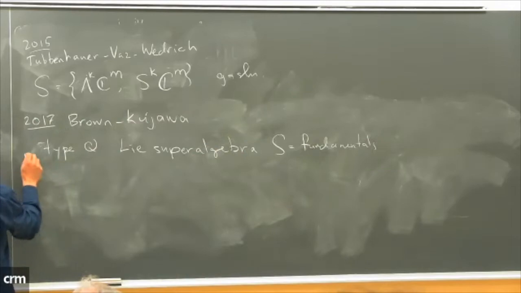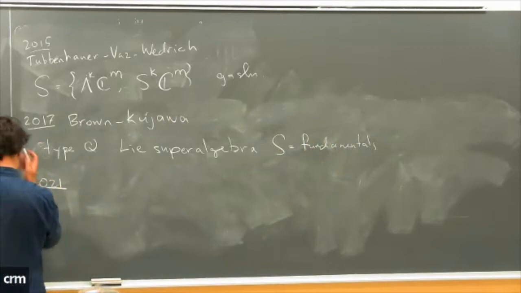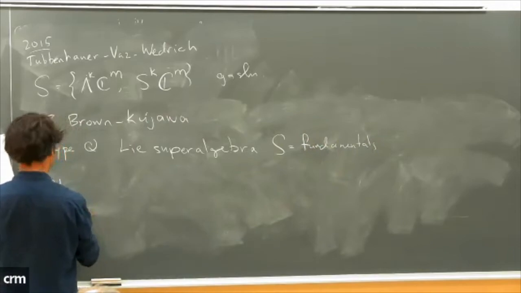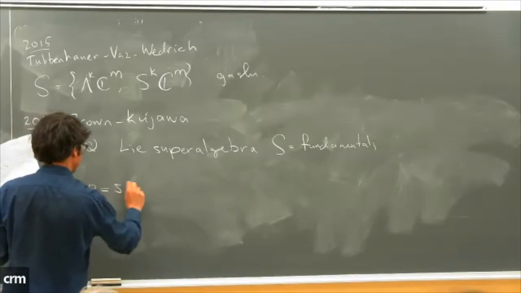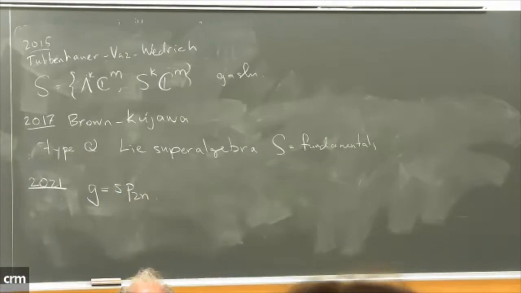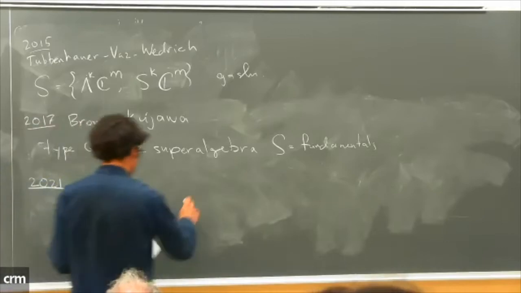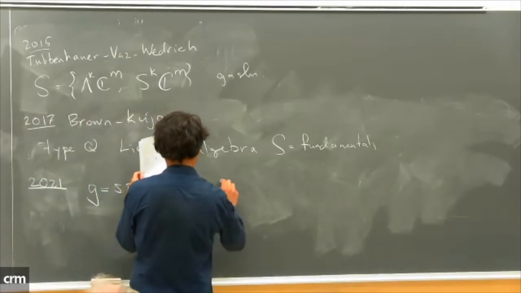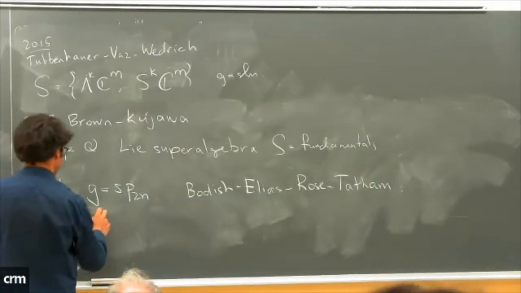And then there were also other works about other classes of Lie superalgebras, but maybe the most recent work, just from last year, is back in the realm of classical Lie algebras. Take G to be Sp_2n. They gave a complete description, pretty analogous, a short list of relations like ours, but now for the symplectic Lie algebras. And this was Bodish, Elias.